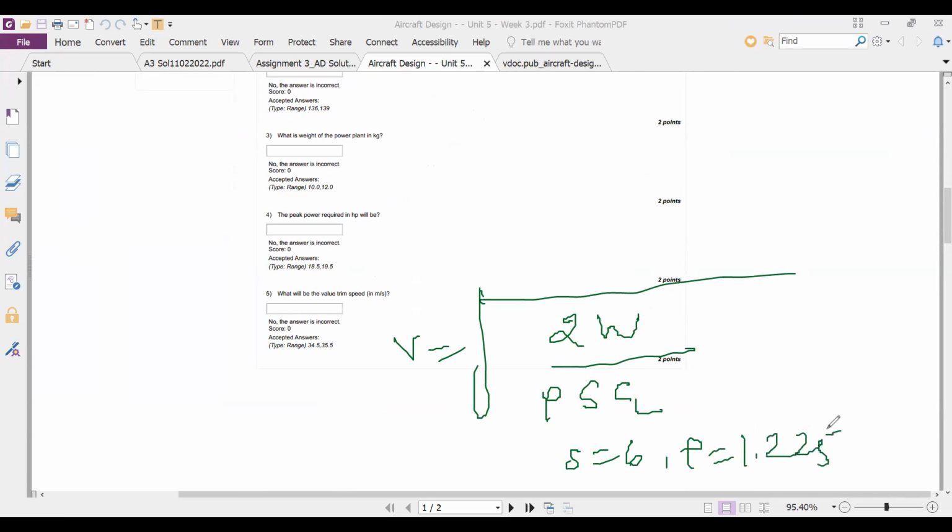I've used the same formula, sir. Did you use 136 times 9.8? Oh, yes, sir. Now I got it. Now the problem is it's the weight of the aircraft, right? Yes, sir. Not the mass. So that's why you did not get the correct answer, but now it's clear.